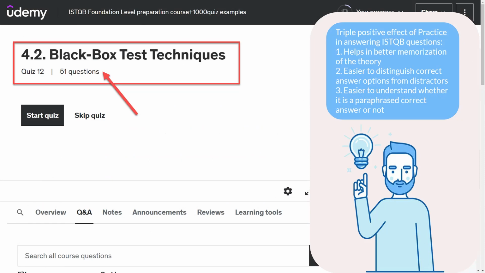For the topic Black Box Test Techniques, we have about 50 questions in total. About 10 of them will be related to the section Decision Table Testing. It is more than enough for practice.